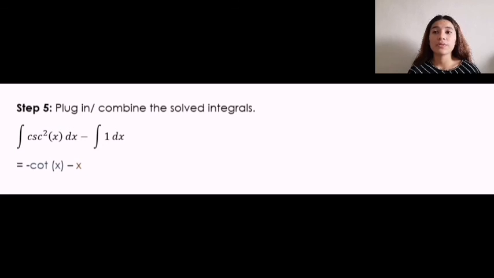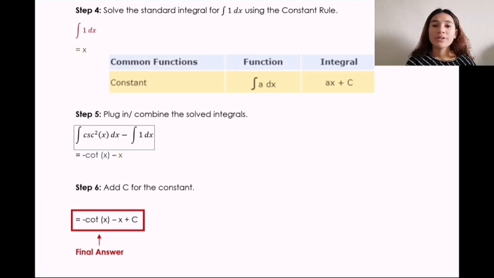And after that, we have to go to step 5. In step 5, we will have to combine the one we solved from step 3 and step 4. So we have the integral of cosecant squared x dx minus the integral of 1 dx is equals to negative cotangent x minus x. So the answer to our problem, the integral of cotangent squared x dx is negative cotangent x minus x plus c.